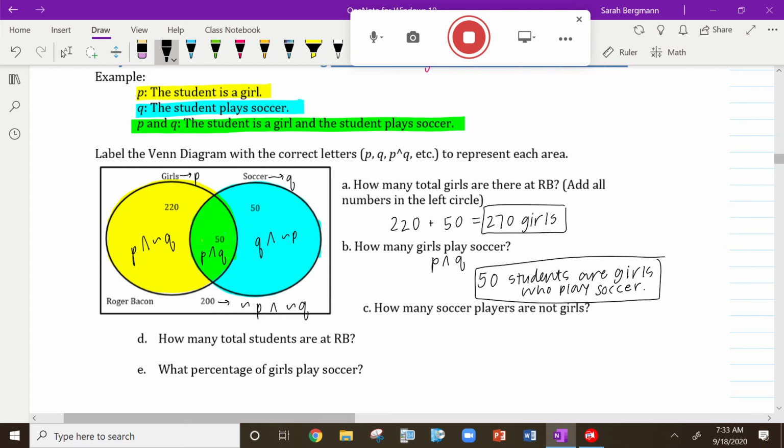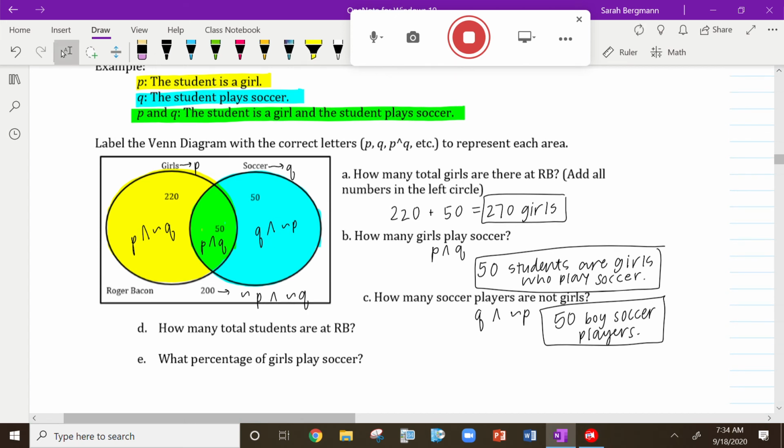Next, how many soccer players are not girls? So soccer players is Q and not P, because they're not a girl. This is represented by 50. So there are 50 boys soccer players. If they're not a girl, we know it's a boy.